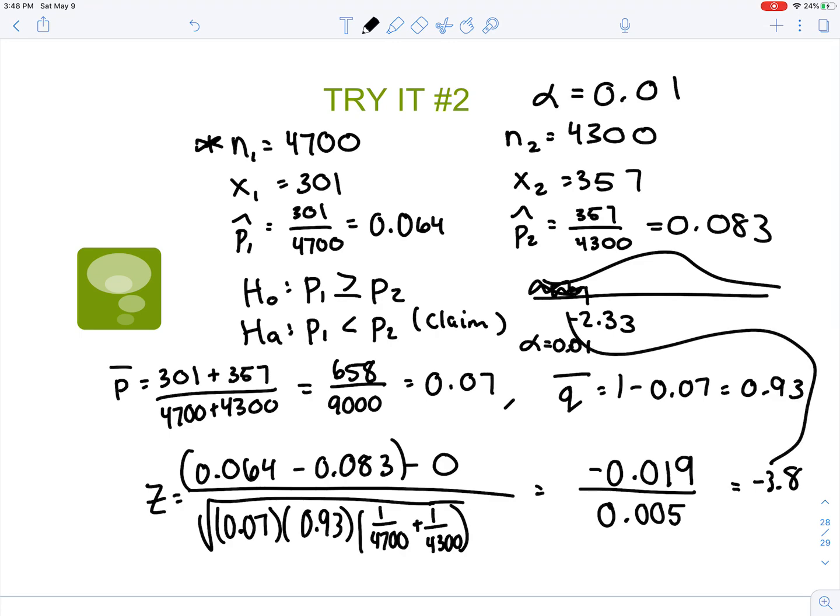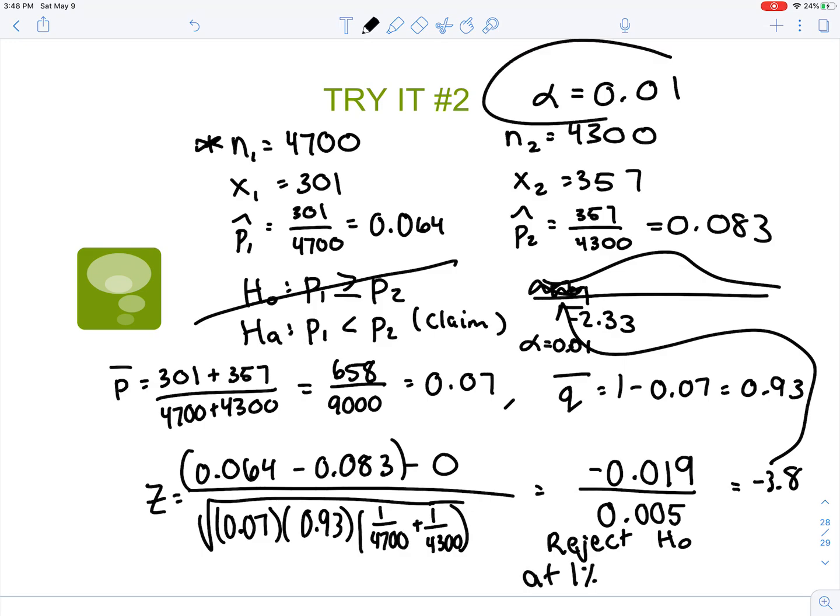Okay, we get negative 3.8. That is in the rejection region. So I would reject H sub 0. So since I throw out H sub 0 and H sub A is the only thing that's left, I would say at 1%, that's my level of significance, I am supporting the claim.